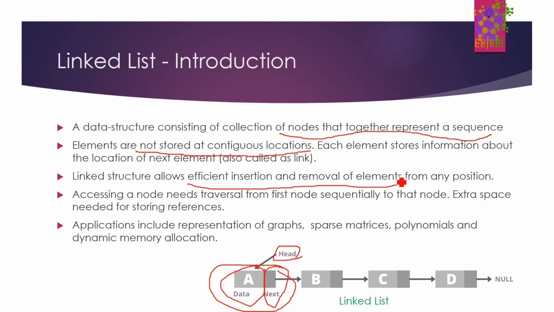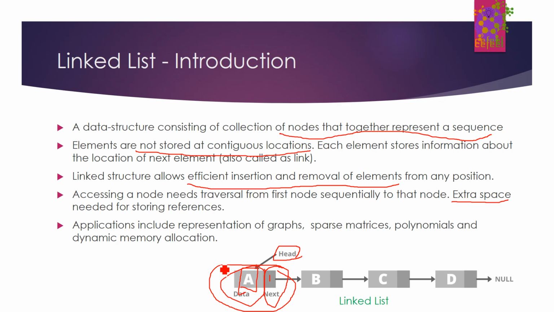Let's say we want to traverse to a node; we have to start from the beginning. We cannot directly jump to node C, let's say. That's why accessing a node needs traversal from the first node. We'll have to start from the head, then A, B and C, and only then will we reach C, as compared to an array where you can directly go to the third index and reach C. Not only that, extra space is also needed, which means for every node we need at least two things: the data, the size of which depends on its data type, and a next pointer to point to the next node.